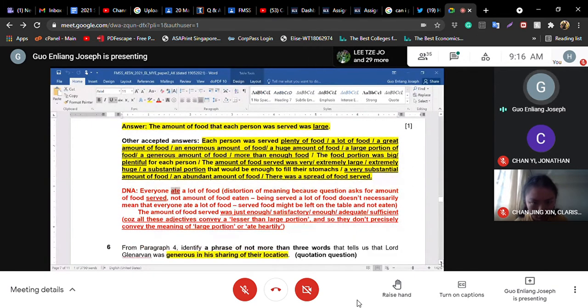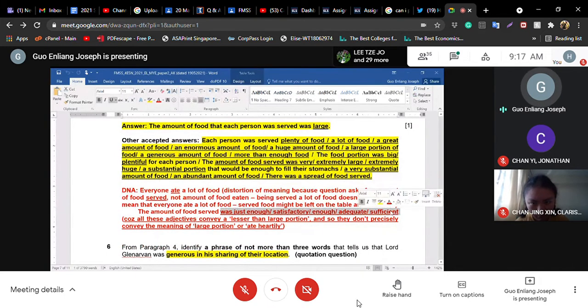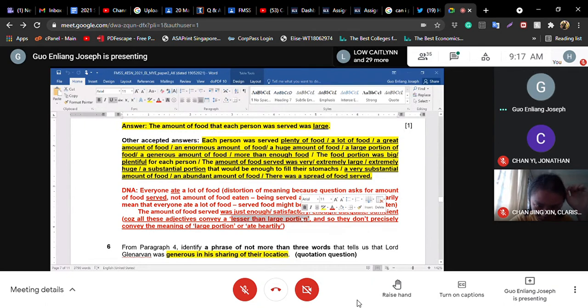Of course, these are the wrong adjectives, the ones I'm highlighting now. If you say "just enough", "adequate", "sufficient", all these are wrong because they convey a lesser than large portion. It is not large enough. That's why it's not accepted. They don't precisely convey the meaning of a large portion or "ate heartily".